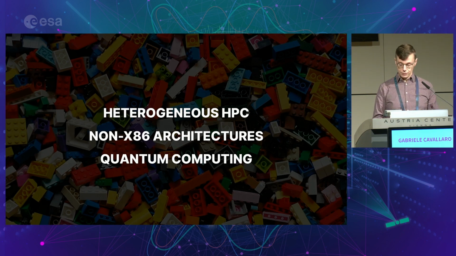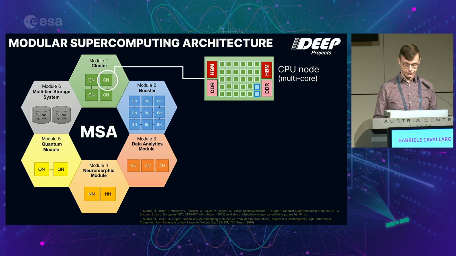Modern supercomputers are becoming increasingly heterogeneous. This affects all components of the system, from the processing units to the memory hierarchies, the network components, and the storage system. At the Jülich Supercomputing Center, we have been coordinating the DEEP EU-funded projects that have driven the development of the modular supercomputing architecture.